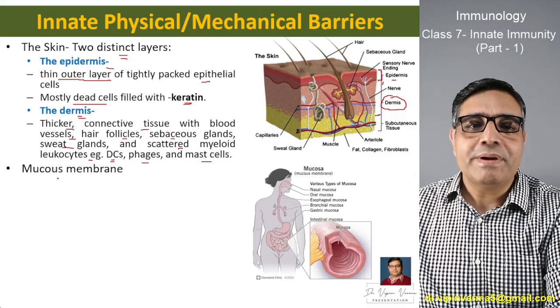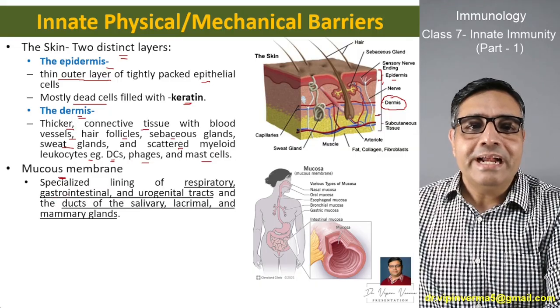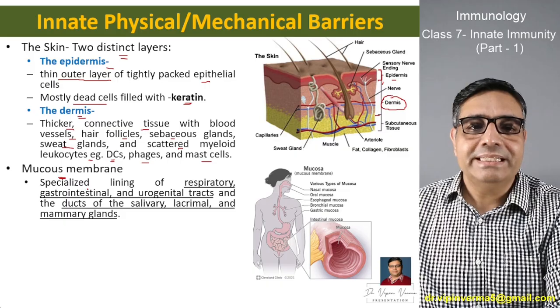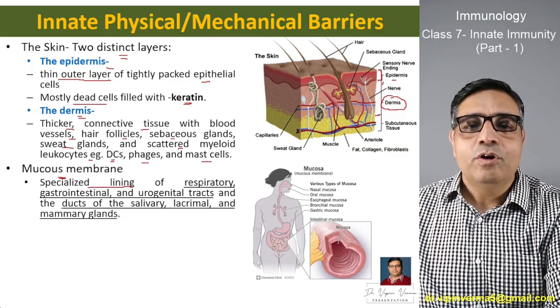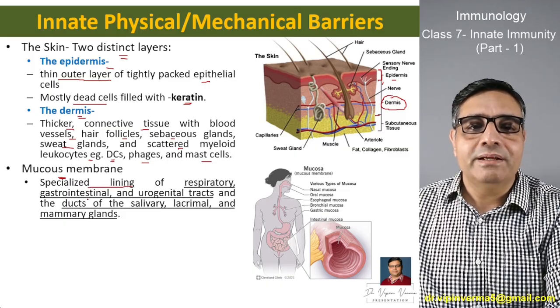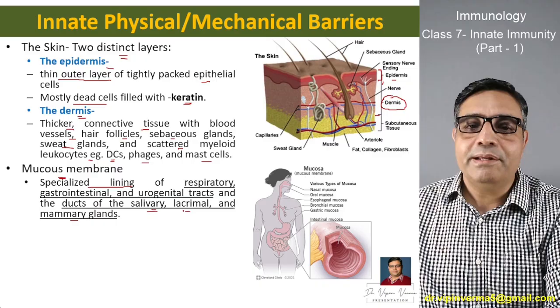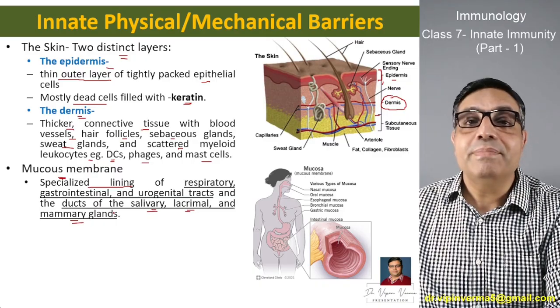Then we have the mucous membrane. Mucous membranes are the specialized lining of the respiratory, gastrointestinal and urogenital tracts and the ducts of the salivary, lacrimal and mammary glands. So salivary glands secrete saliva, lacrimal glands secrete tears, and mammary glands secrete milk.